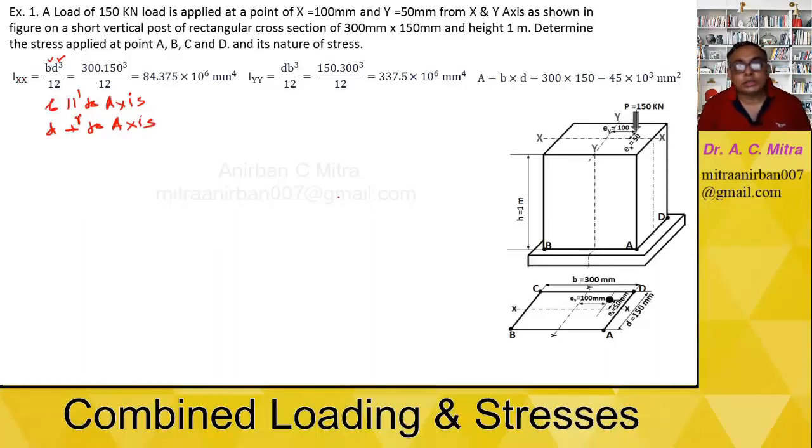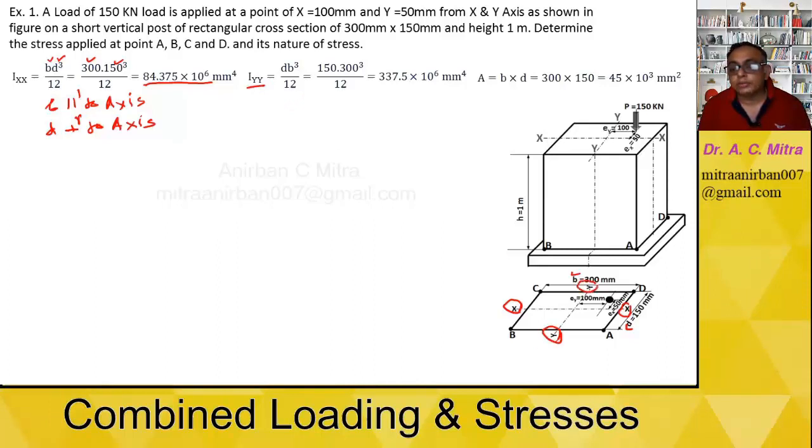So here, in case of xx, if this is the xx axis, then the parallel dimension is this, parallel to xx, and perpendicular to xx is this. So what is the B for Ixx? It will be 300. What is the D for Ixx? It will be 150 cube. So BD cube by 12 is 300 into 150 cube, equal to 84.375 into 10 raised to 6 mm raised to 4. To find out Iyy, now the axis is y and y.